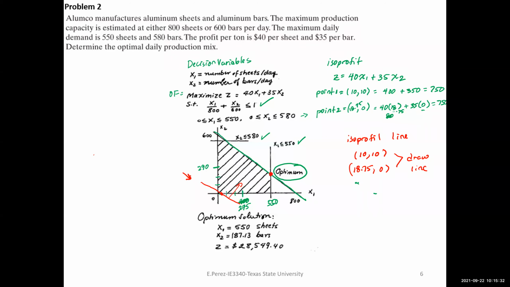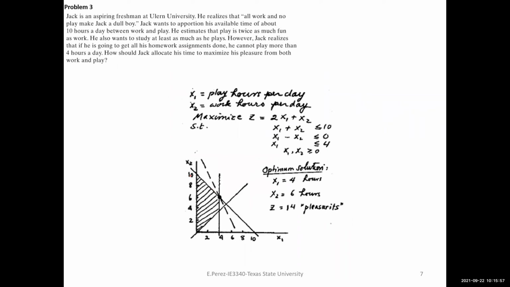So that's why we end up producing more sheets, right? Because it's more profitable for the system. But we have a capacity limitation for that product, or a demand limitation, I guess, for that product. I'm not going to go into the details of this one. It's the same way. In this one, we have the isoprofit already plotted. So that's the isoprofit line that is used to identify the optimal solution.